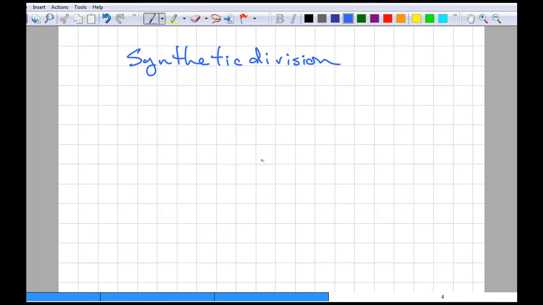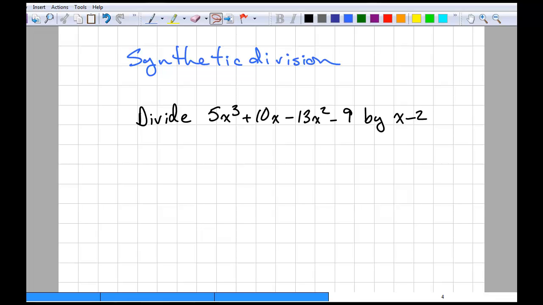Now there's another kind of division that we can use with polynomials called synthetic division. It's newer to you, so when you see it the first time you might think it's a little bit more complicated, but truly I tell you, it is easier and faster by far than long division. Here's how it works. Let's use, for the sake of the example, the same question. So once again we're going to divide 5x cubed plus 10x minus 13x squared minus 9 by x minus 2. And this only works, by the way, in the form x minus some number or x plus some number.